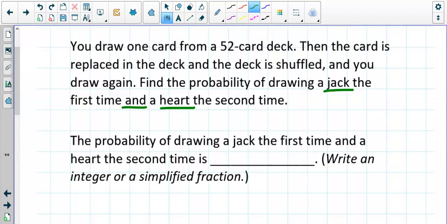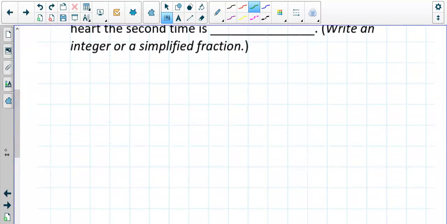So when we look at this, if we draw a jack and replace it, the second time when I go to draw a card, will that affect my probability of getting a heart? Are they independent or dependent? They are independent, because I'm replacing it. That means once I put that card back in, there's still 52 cards there. I had 52 cards on the first draw. I had 52 cards on the second draw. So these are independent events, which makes finding the probability easy.